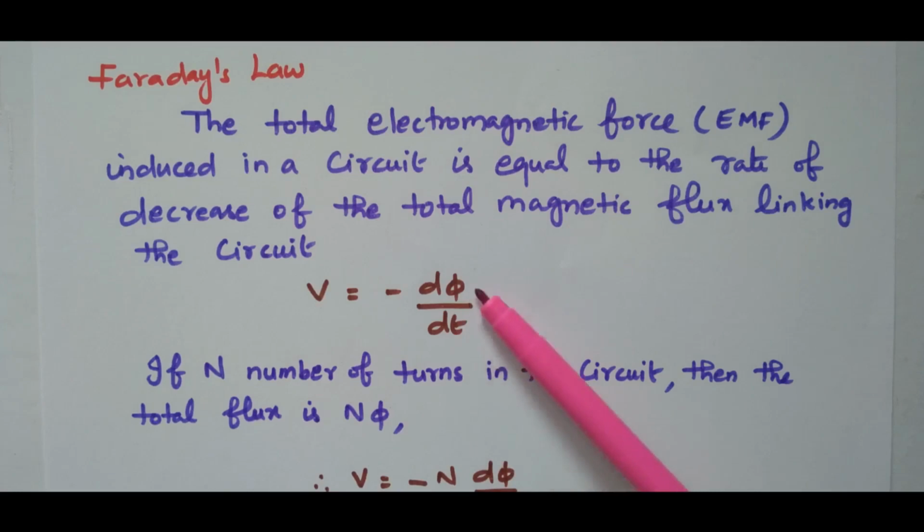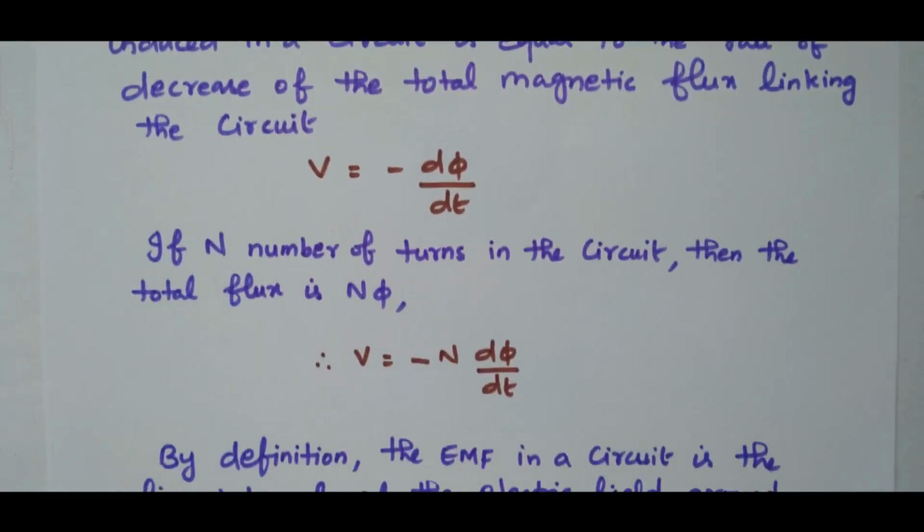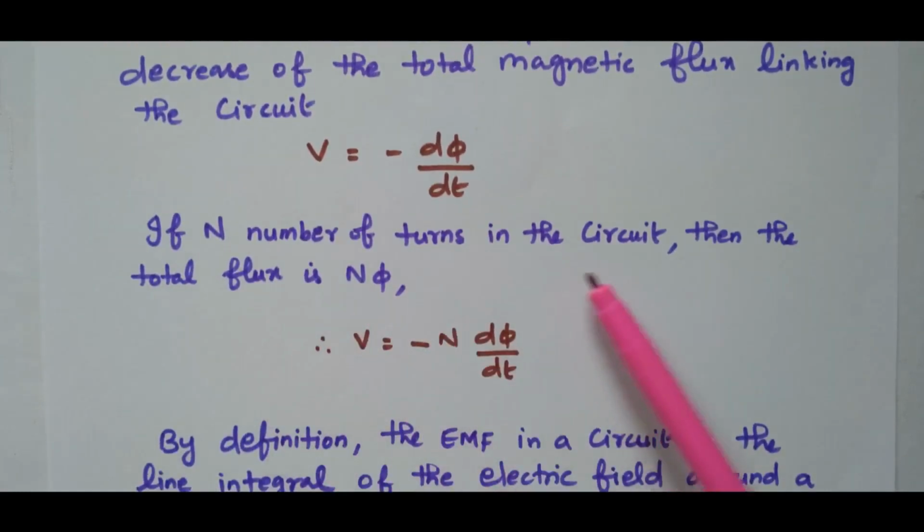So due to the rate of change of flux, EMF is produced in the coil. If N number of turns are available in the circuit, then the total flux will be N into phi. So V equals minus N d phi by dt.